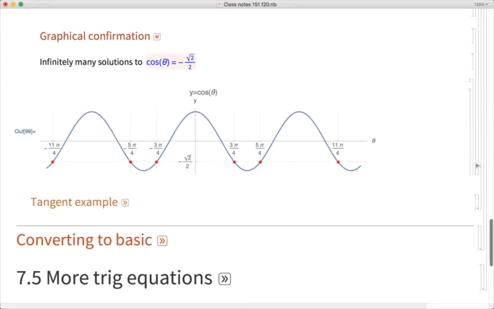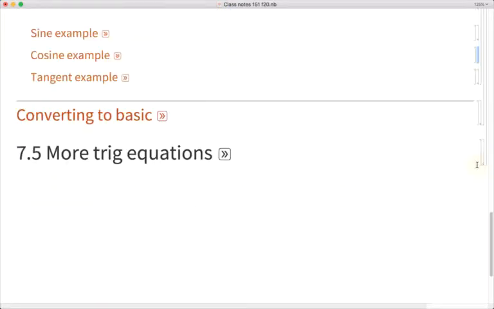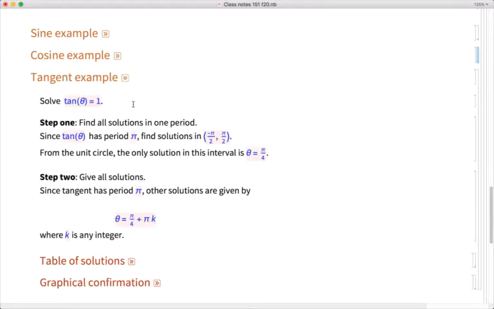Okay, so that was the sine and the cosine, and then the other basic one is the tangent equation. So tangent of theta equals some constant. Here we're picking an easy constant, 1. So again, follow the steps. We find all solutions in one period.